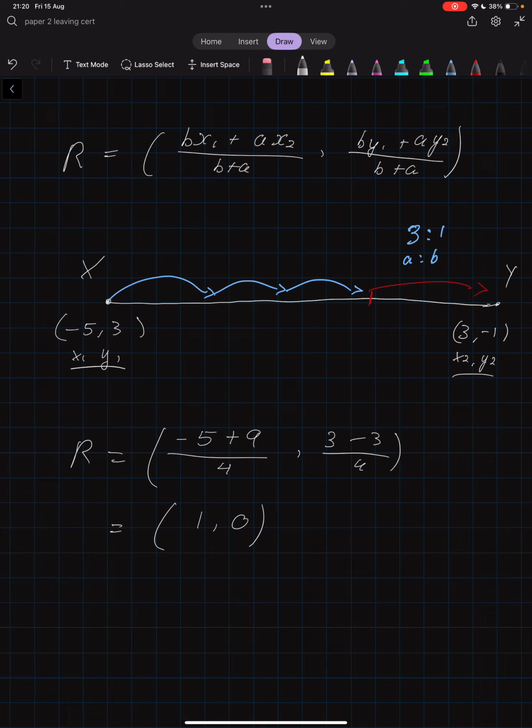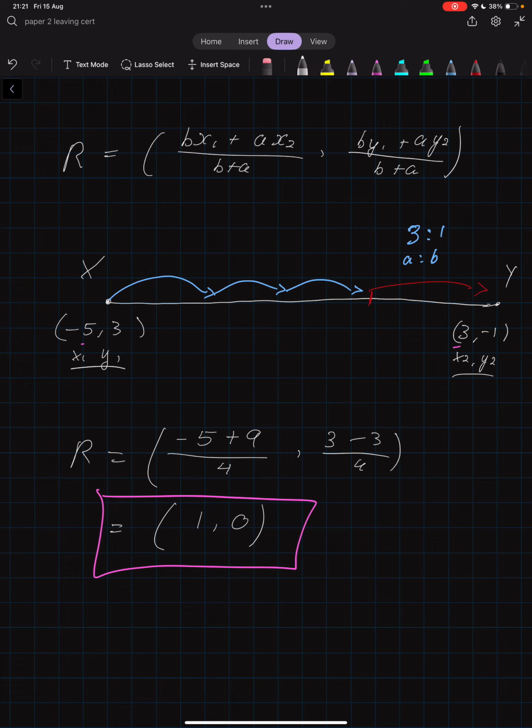And hopefully you could have seen that as well, or now that you've seen it, it's kind of obvious. If you look at the x values, if I want a point that's 3 times further away from -5 than it is from 3, the answer is 1, because 1 is 2 away from 3 and it's 6 away from -5. The same thing with 0. 0 is 3 away from 3 and it's 1 away from -1, and therefore the answer is this.